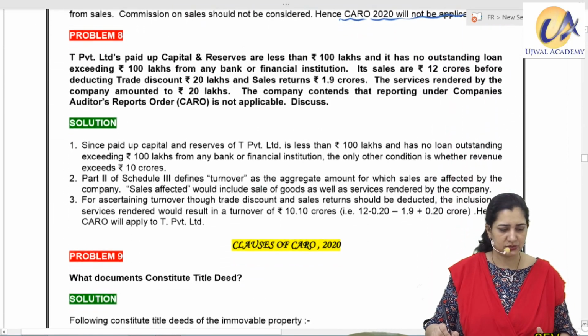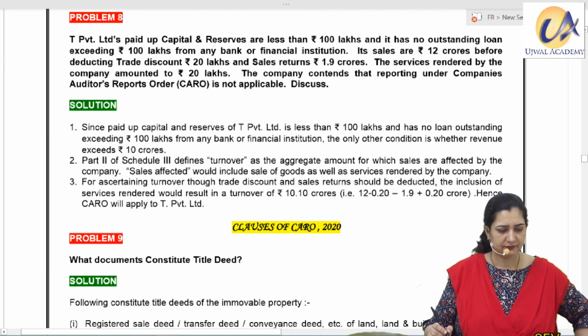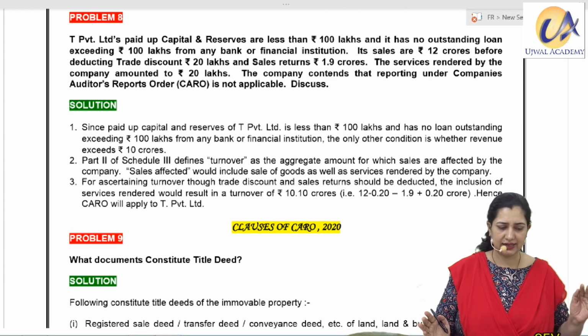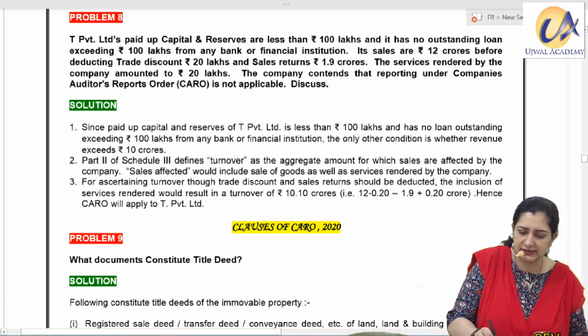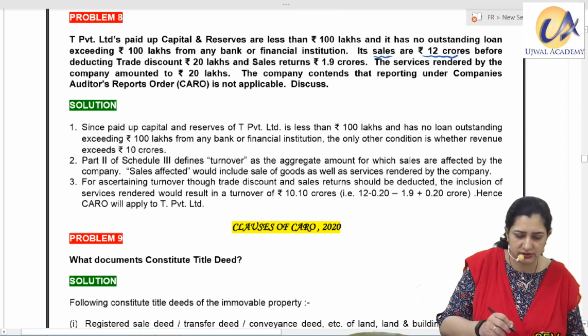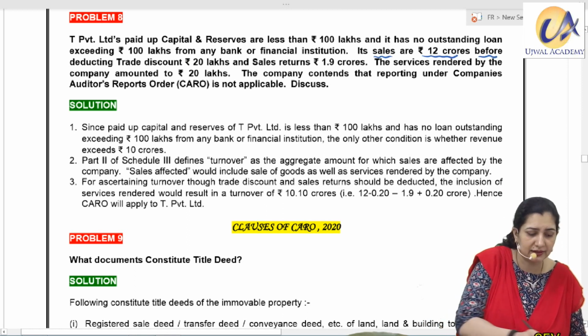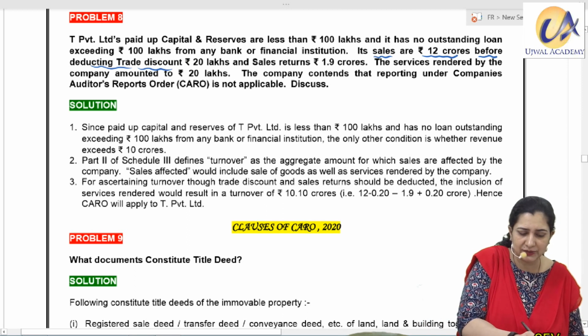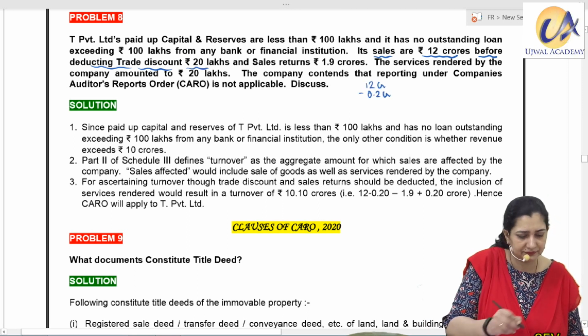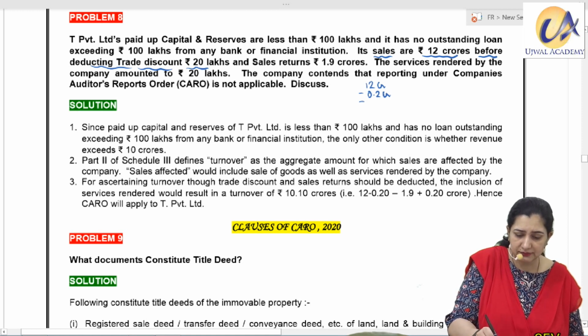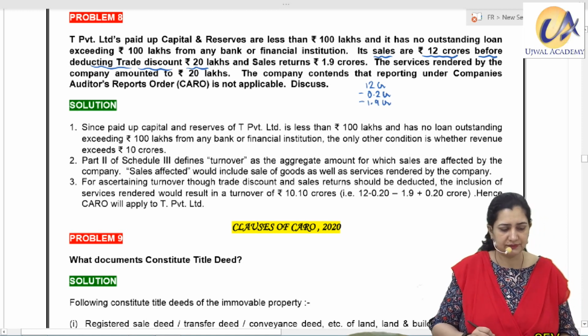Eighth one, last one. Paid up capital and reserves less than 100 lakh. Okay, first condition satisfied. No loan exceeding 100 lakh. Second condition satisfied. Sales, let us see now. Sales are 12 crores before deducting trade discount. So we need to minus 20 lakh. So 12 crore minus 20 lakh. Sales return minus 1.9 crores.